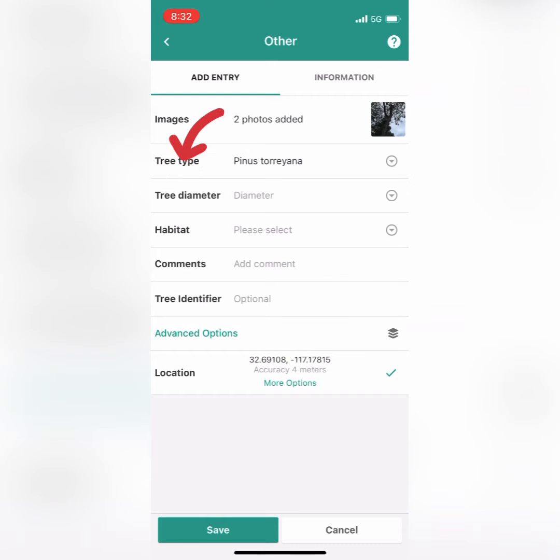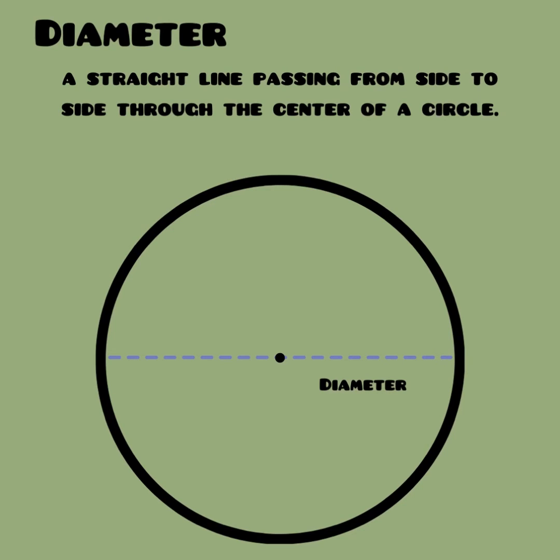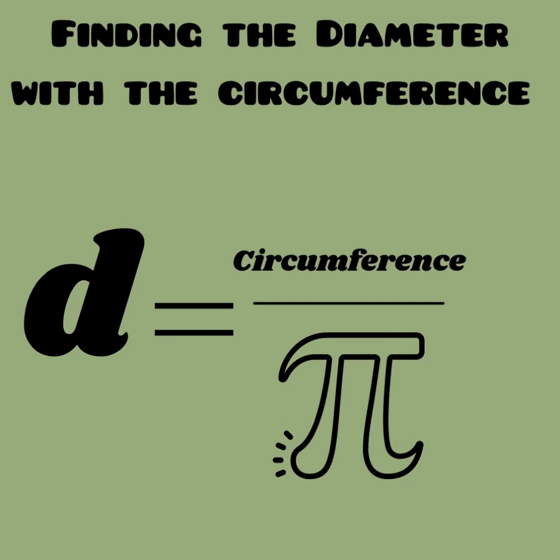Next, it asks for the tree's diameter. Quick geometry refresher: a diameter is a straight line passing from side to side through the center of a circle. Now, since we cannot cut through the center of the tree, we'll need to use some math to calculate the diameter of the tree's trunk by using its circumference. So you'll need to measure the circumference, or the perimeter, of the tree's trunk.